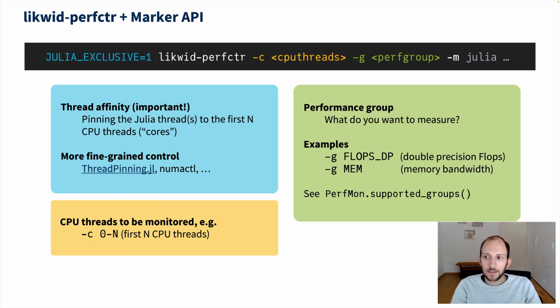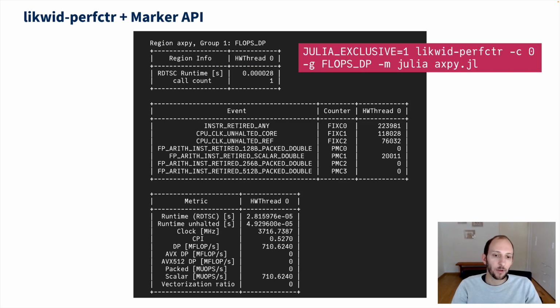And if you run this, again, for this example that I showed on the previous slide, you will get an output like that. So it's very similar to what we've seen on the Julia side. However, now it's only for a certain region. So in the top, you can see region axpy. So it's only that part that has been measured. For example, loading packages or things like that is not part of the statistics. And then you get floating point statistics as earlier.